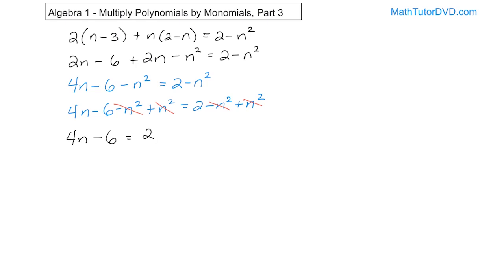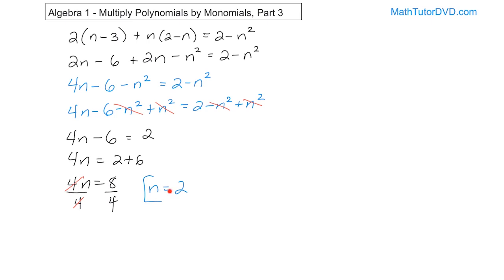Now I know what to do. I'm going to take this negative 6 and move it over by adding 6. 4n is equal to 2 plus 6. So 4n is equal to 8. So I just added 6 to both sides. And then I can divide both sides by 4. That's going to cancel the 4s. They divide away. And so all I'm going to have is n is equal to, what is 8 divided by 4? It's 2. So that's the value.